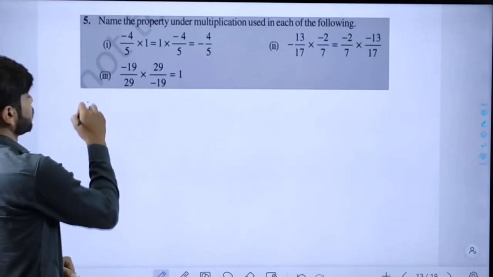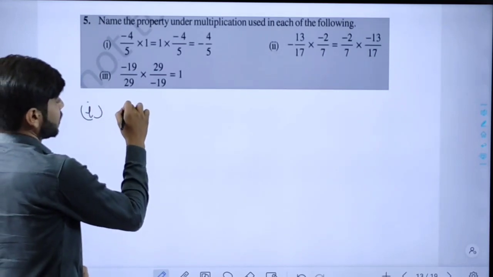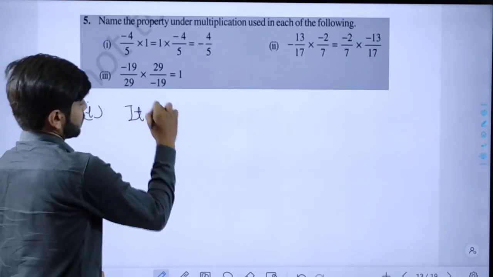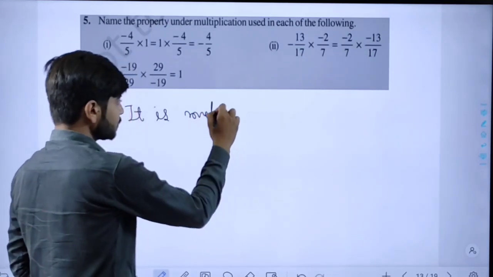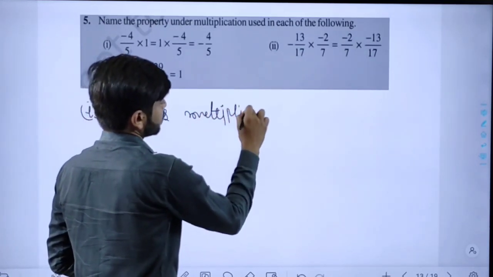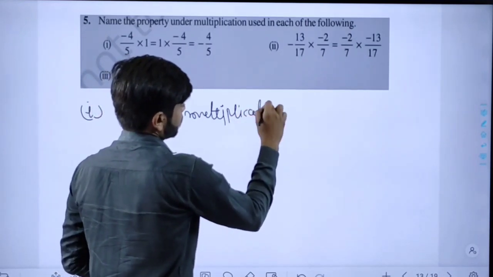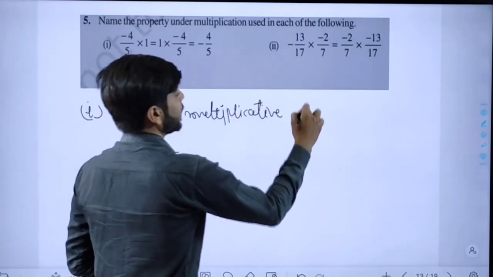So the first property is multiplicative identity.